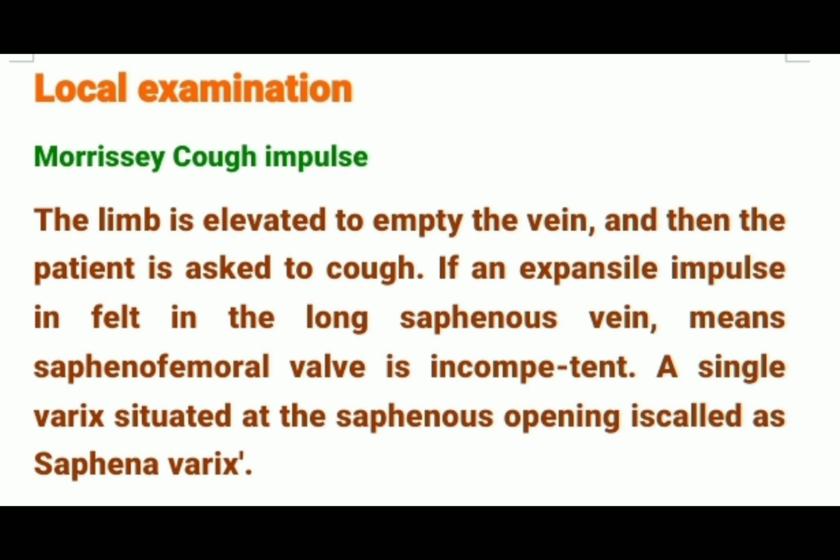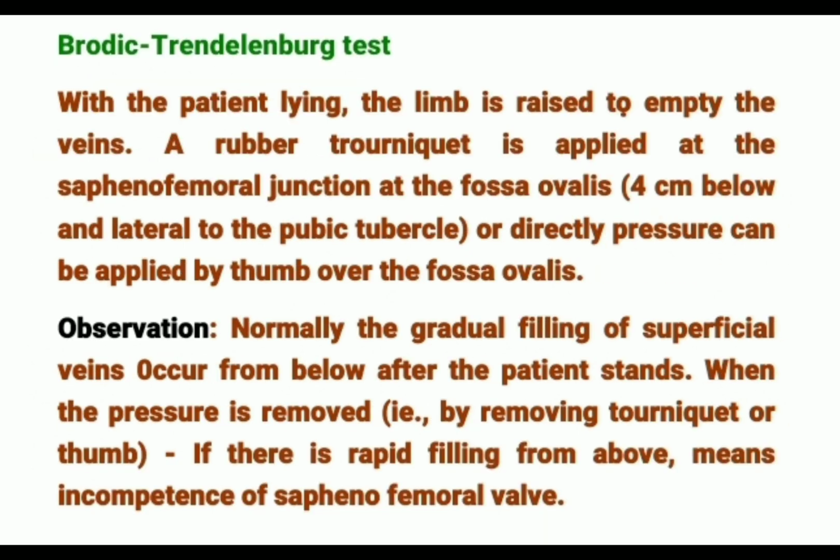Second test, Brodie-Trendelenburg test. With the patient lying, the limb is raised to empty the veins. A rubber tourniquet is applied at the saphenofemoral junction at the fossa ovalis. It is 4 cm below and lateral to the pubic tubercle. Or direct pressure can be applied by thumb over the fossa ovalis. And observe, normally the gradual filling of superficial veins occurs from below after the patient stands. When the pressure is removed, if there is a rapid filling from above, it means incompetence of the saphenofemoral valve.